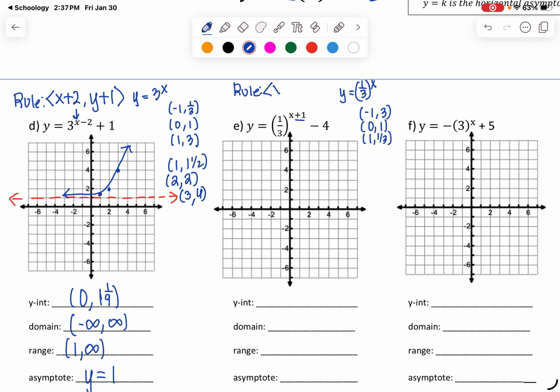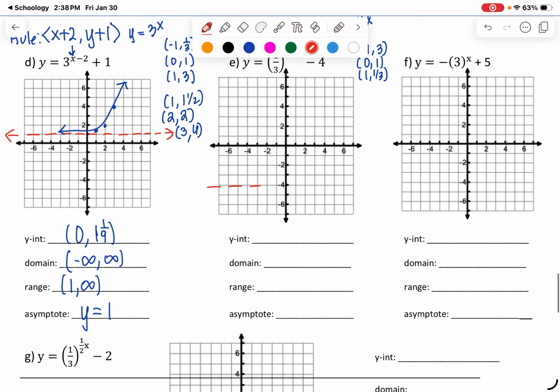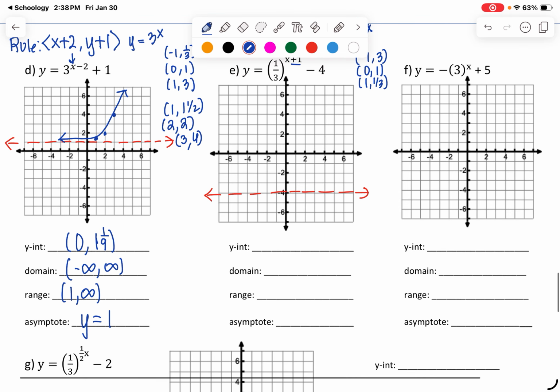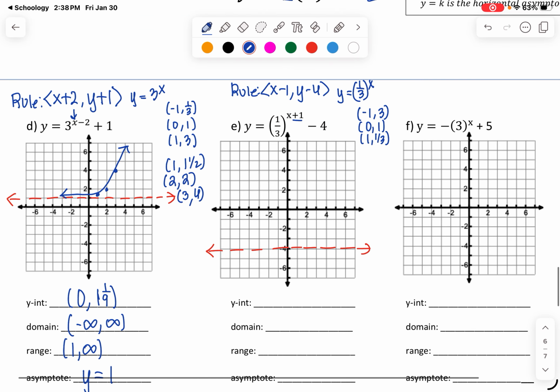All right, my rule. Subtract 1 from your x values, x minus 1. Remember, we always do the opposite of that. And then y minus 4. Okay. All right. Asymptote, y equals negative 4. All right, my new points. I'm going to subtract 1 from the x value, negative 2. I'm going to subtract 4 from the y value, negative 1.